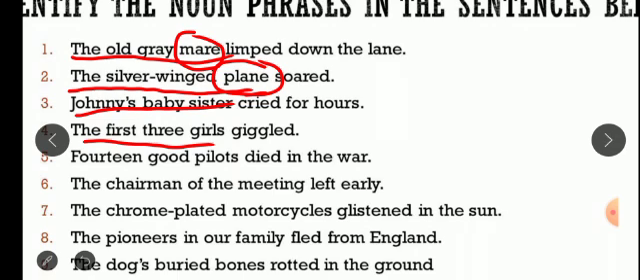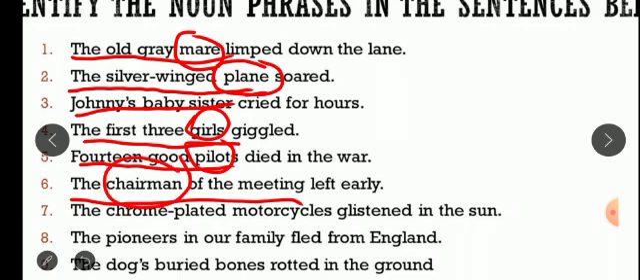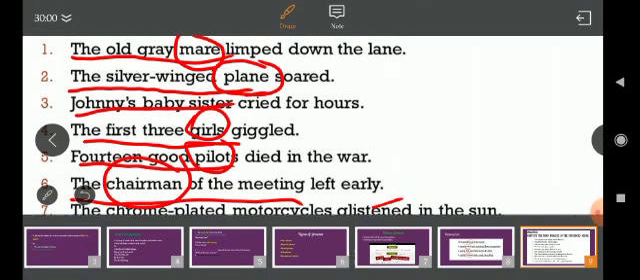So here girls is the noun, and here sister, Johnny's baby sister, is the noun. In the fifth one, 14 good pilots is a noun phrase. Pilots is a noun. Okay, I'm circling the noun. Sixth one, the chairman of the meeting. To make it easier, first try to identify the main noun in the sentence. So here chairman is a noun. After that you underline the noun phrase.